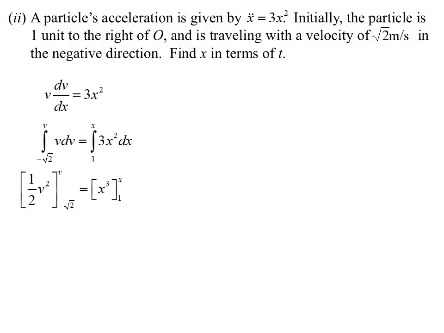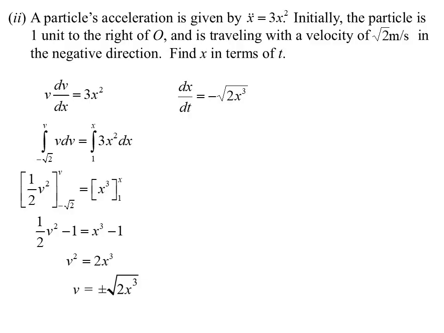Half v squared on the left hand side, x cubed on the right hand side, substitute in, and I get v squared is 2x cubed, so velocity is plus or minus root 2x cubed. Now it's the next step where we have to make a decision. Remember, I want to find x in terms of t, but that's all right. Velocity is dx/dt, but that's when I now have to choose: is it plus the square root or the minus the square root?